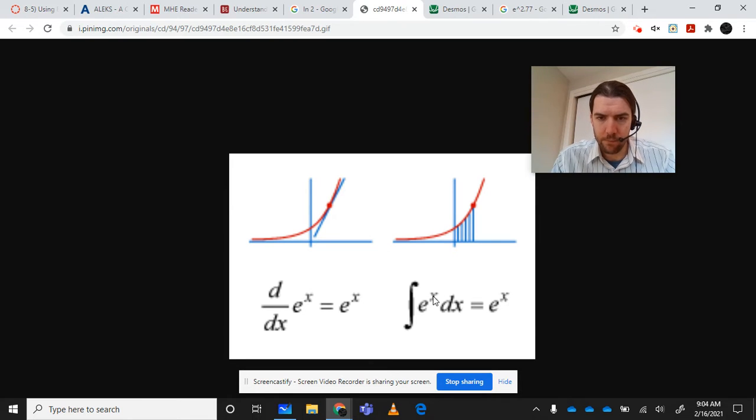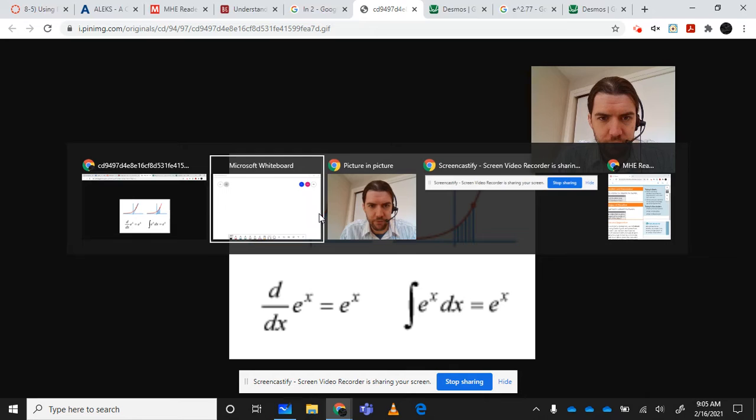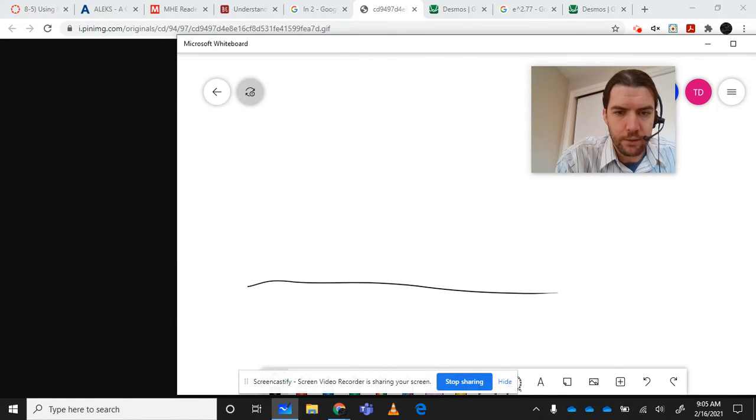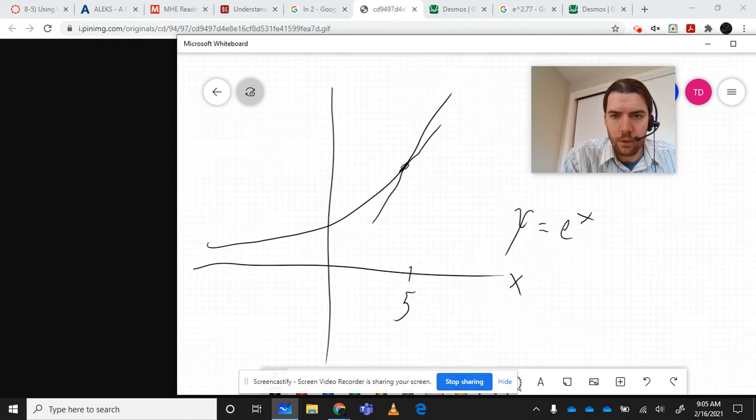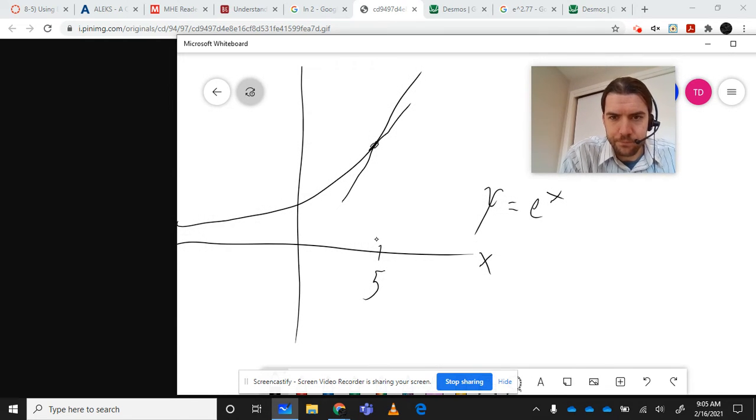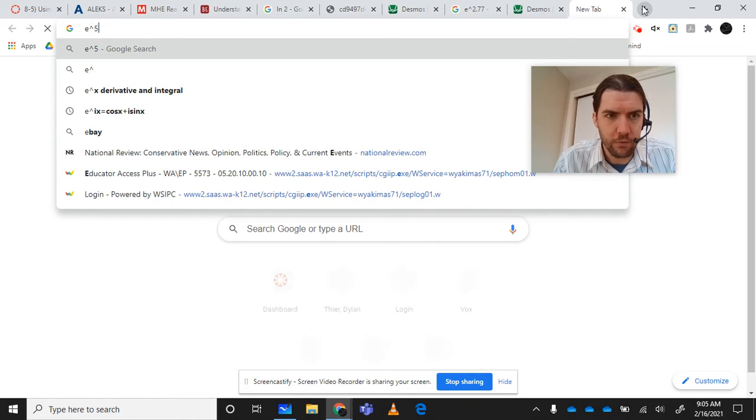Because when it is e, this is true. What is true about bases of e is that the slope will be the same as the value in the graph. So for example, if I have y equals e to the x, and I want to know what the slope is at x equals 5, what is the slope right here? Well, the slope of e to the x right there is e to the x. So the slope right there is e to the 5th power. Whatever that gives us. Let's just look real quick. So e to the 5th power.